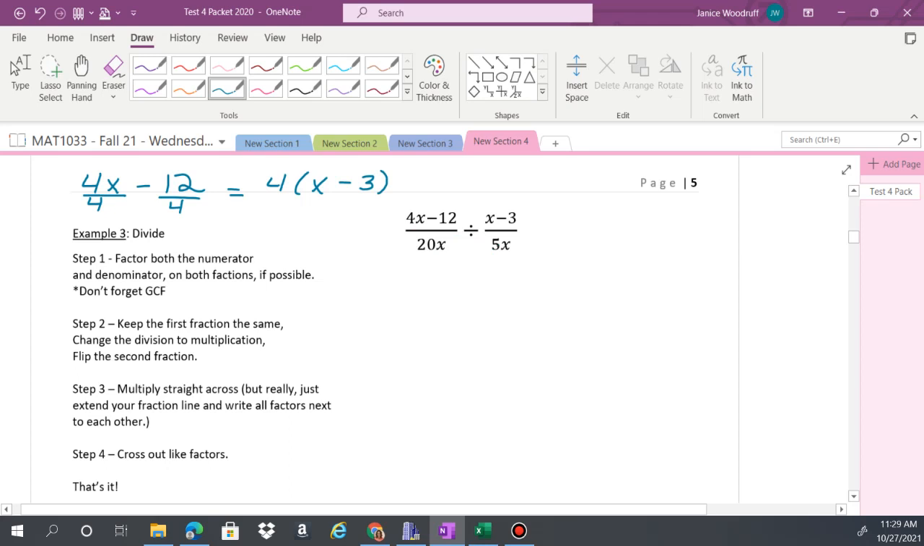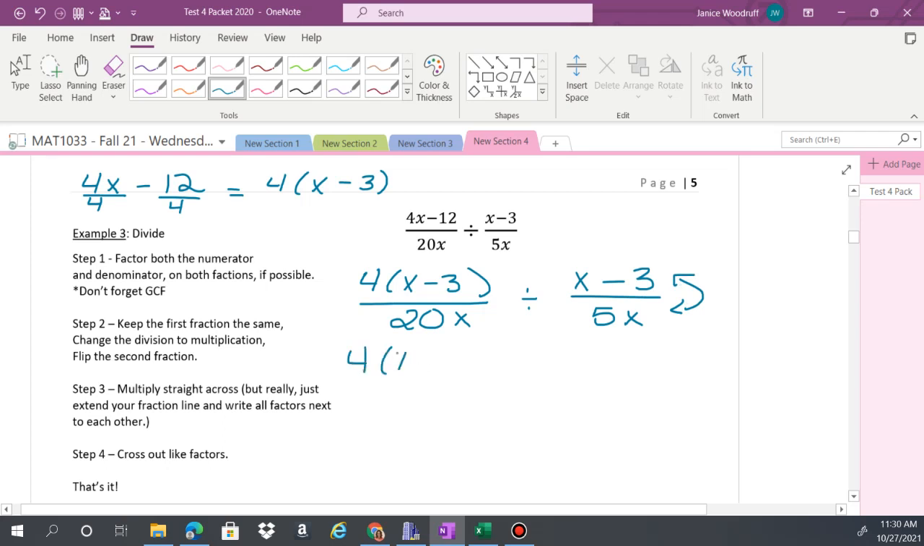20x, that's just one term, can't do anything there. Same with these guys. All right, so here's what I'm looking at. 4 times x minus 3, divided by 20x, and then divided by x minus 3 over 5x. Okay, then you do your keep, change, flip. So you keep the first fraction, change this to multiplication, flip the second fraction. So 4 times x minus 3 over 20x times 5x over x minus 3. Then we do the multiply.